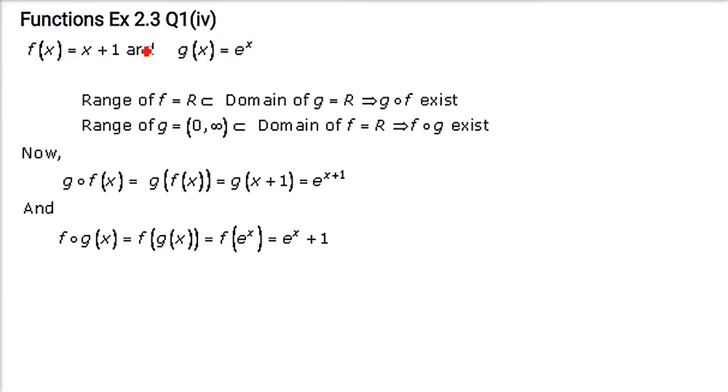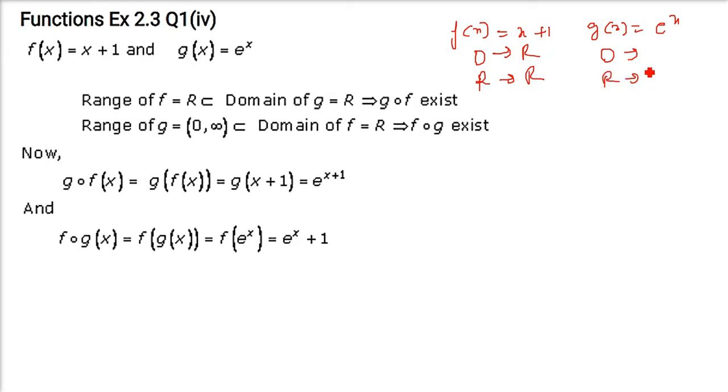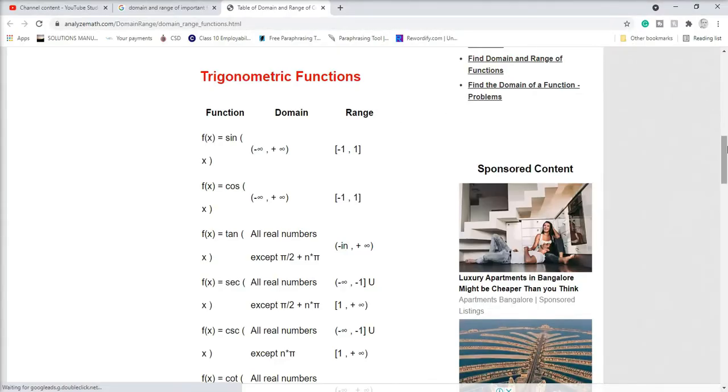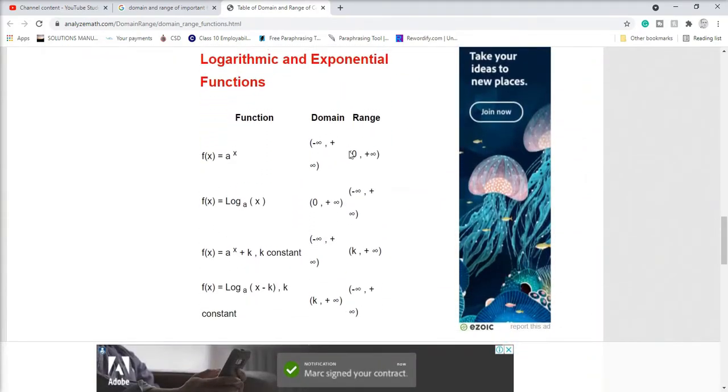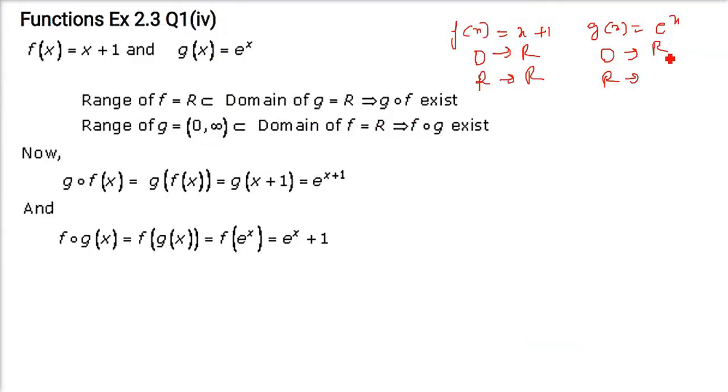Let me just clear this because I was telling you about e to the power x. Okay, f of x is x plus 1 here. Domain will be all the values. Range will also be all the values. And here we have g of x, e to the power x. We already saw the domain, and what is the range? a to the power x, e to the power x, same thing. Domain is all the real numbers and range is 0 to infinity, that is all the positive real numbers.